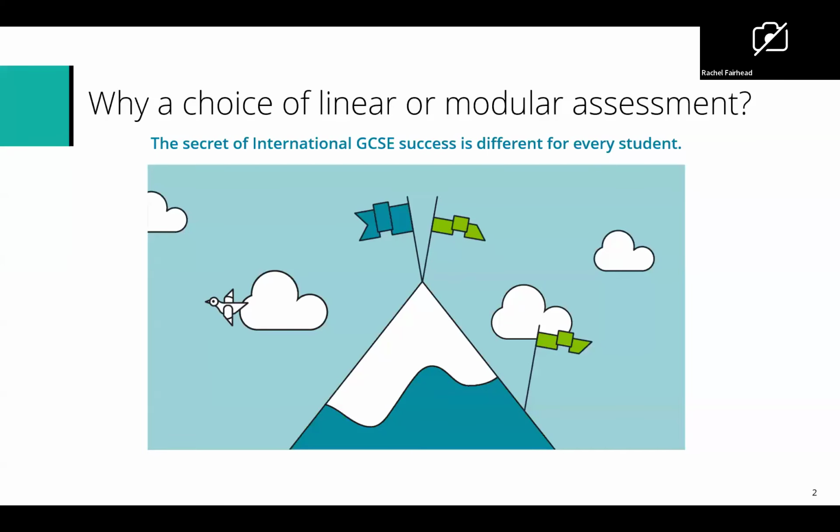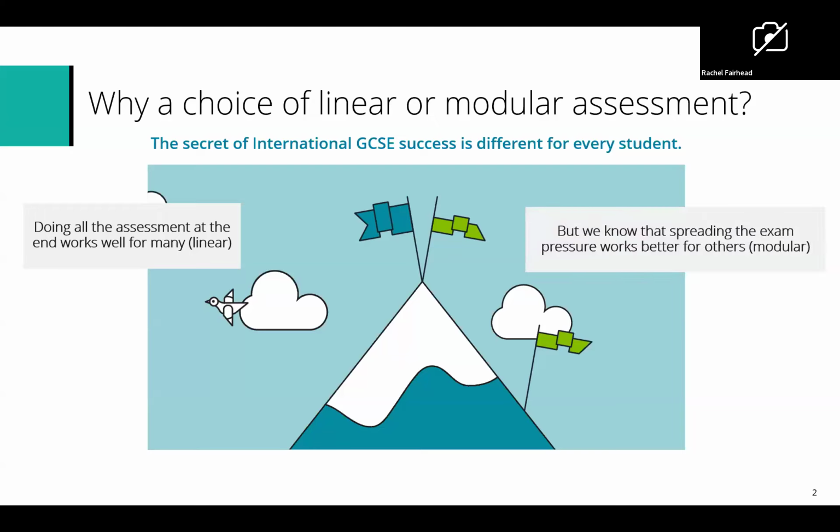It is different for every student. Some students do well where the assessment is at the end, and some do it where they have a spreading out of the different exams, which is basically modular. So linear is where the assessment is at the end, and modular is where the assessment can take part throughout the course.